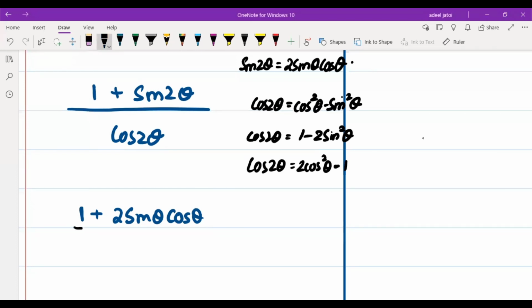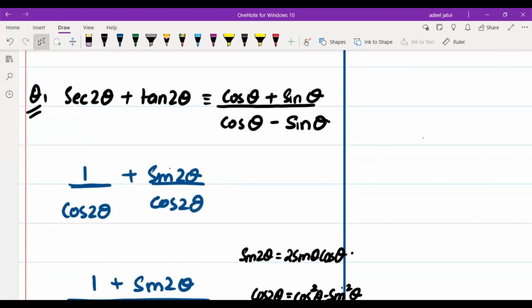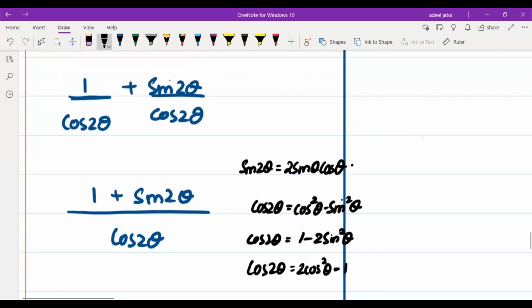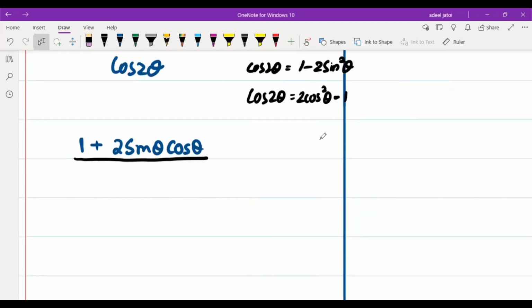divided by, now, since I need to understand that what do I need to prove? I need to prove cos theta plus sin theta upon cos theta minus sin theta. So out of the three identities that I have, the only identity that looks familiar to what I need to prove is cos square theta minus sin square theta. Considering this, I can just open up the cos 2 theta that is there. This cos 2 theta can be opened as cos square theta minus sin square theta.